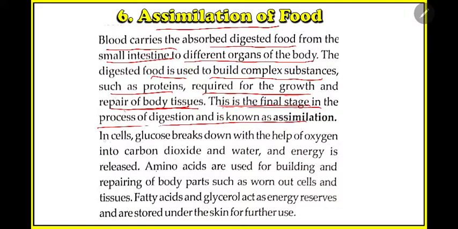Okay, then in cells, glucose breaks down with the help of oxygen into carbon dioxide and water.